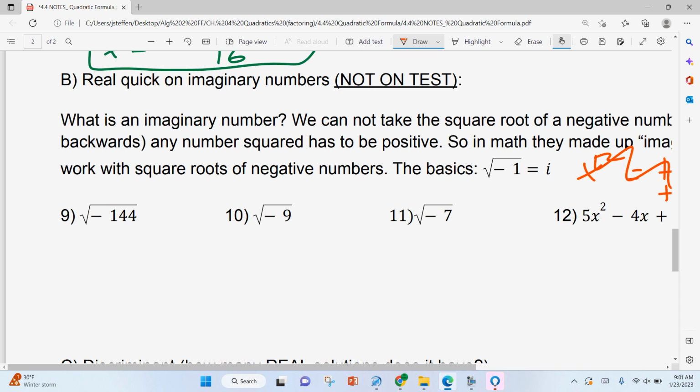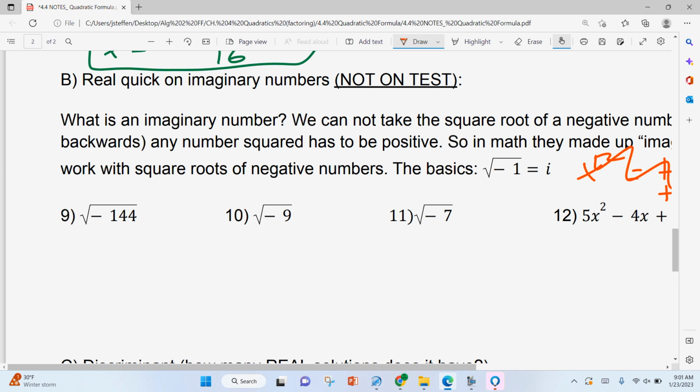So the whole idea is that if you have the square root of a negative, you're going to end up with something, and so they represent it with the letter i. So the square root of negative 1 is i. That's it.